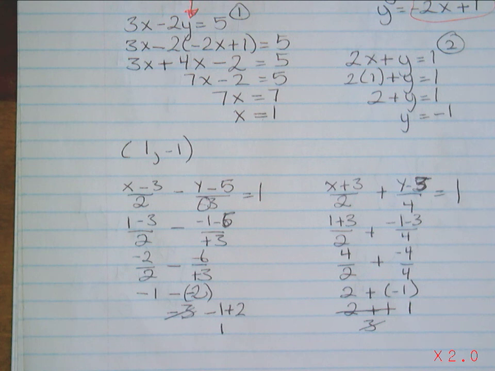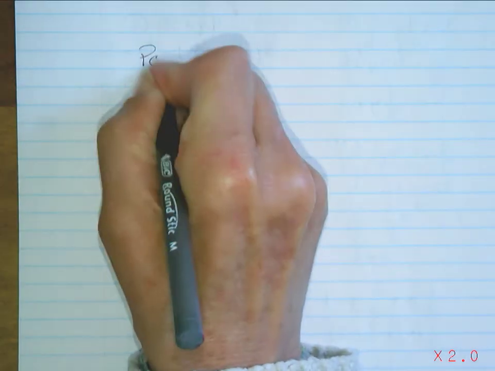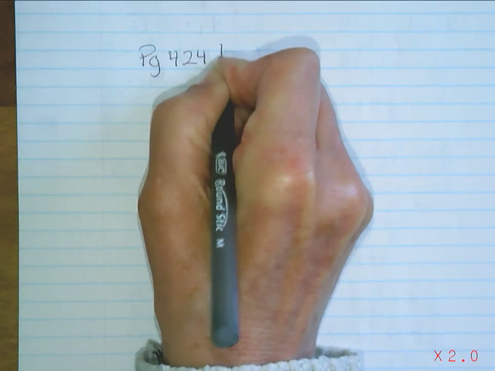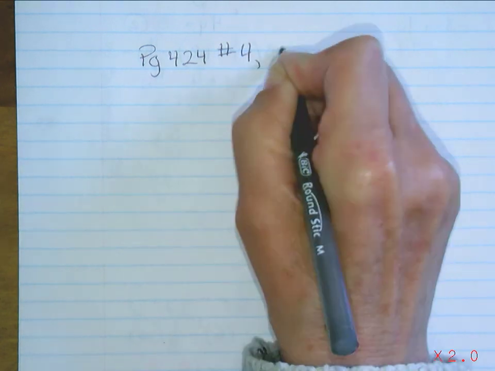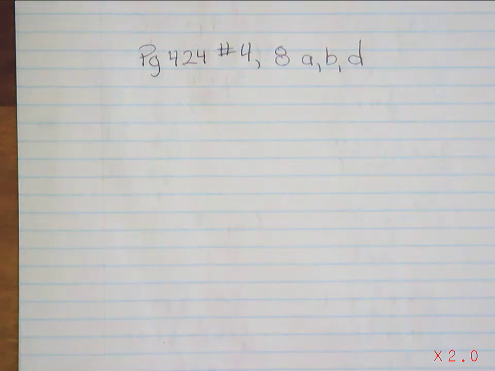You need to do the rest of page 424. And I'm going to turn this over because I think that's where I have it. Yeah, 424, number 4. And 8, A, B, and D. And you can choose anything else off those pages that you want to try, but those are the ones I'm assigning. So you now have, I think, 4 questions in number 4 and then number 8 to do.